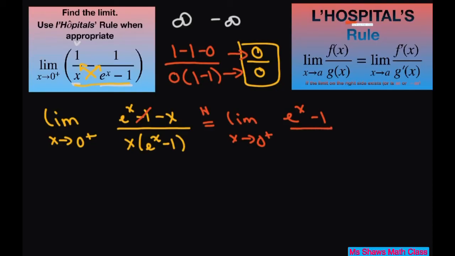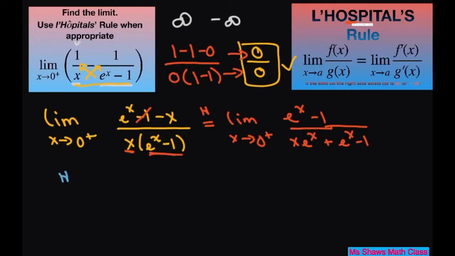Derivative of the denominator is going to be, you take your x, and then times the derivative of e to the x. So that's going to be just e to the x. And then you say plus, you take this term, e to the x minus 1, times the derivative of x, which is just 1. So that's what you have.